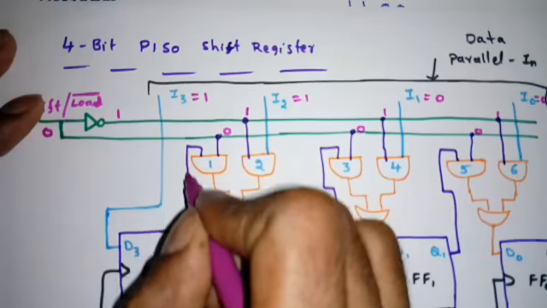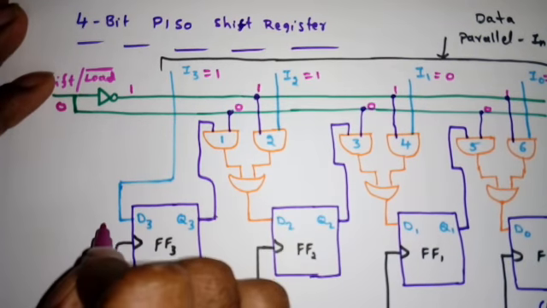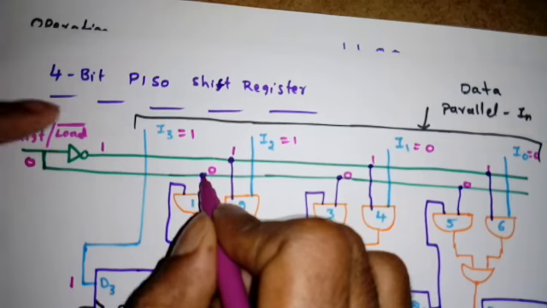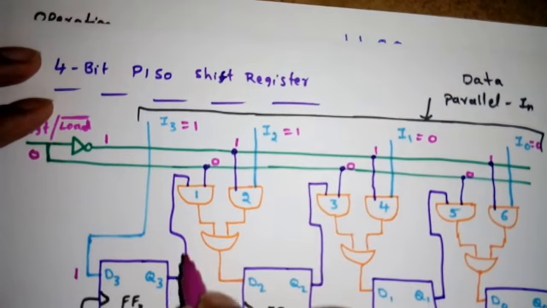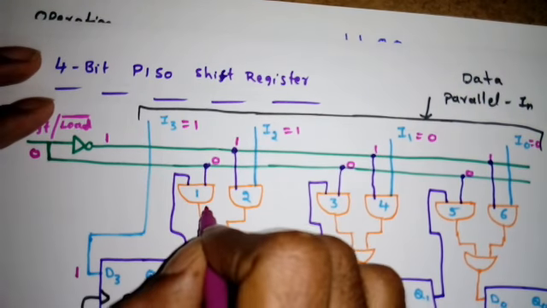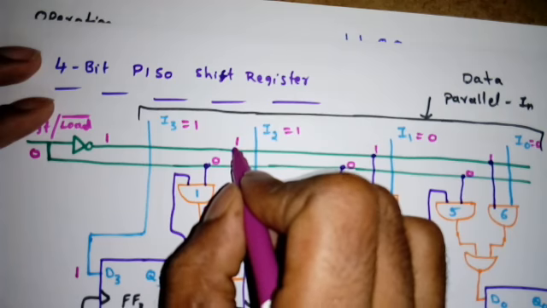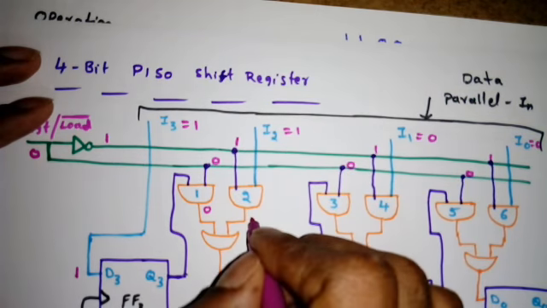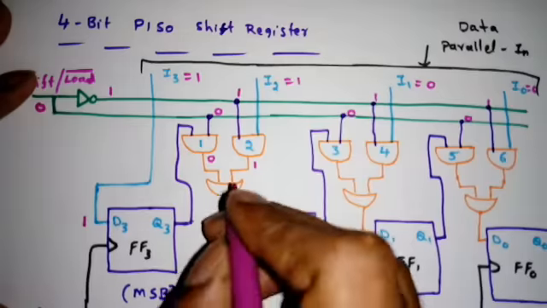So this I3 is coming to the input of this D3 flip-flop. Then if I see, this is 0, so 0 into anything, 0 into Q3, will be 0. So here I will get 0. And this is 1 and this is 1, so 1 into 1, the output of the AND gate will be 1. So what will be the output of this OR gate? It will be 1, right?